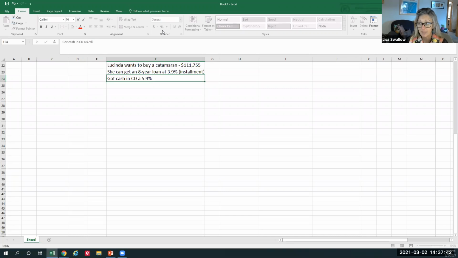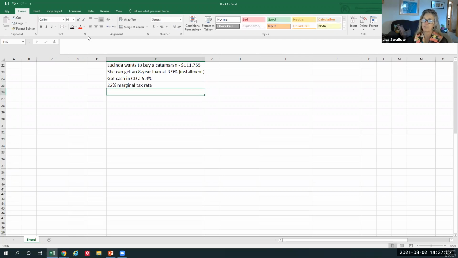And then the last piece of information, which is kind of a blast from the past, is you need to know her marginal tax rate. The reason you need to know her marginal tax rate is because you have to pay income tax on interest that you earn. If you have a CD that's earning interest, you have to pay income tax on it.